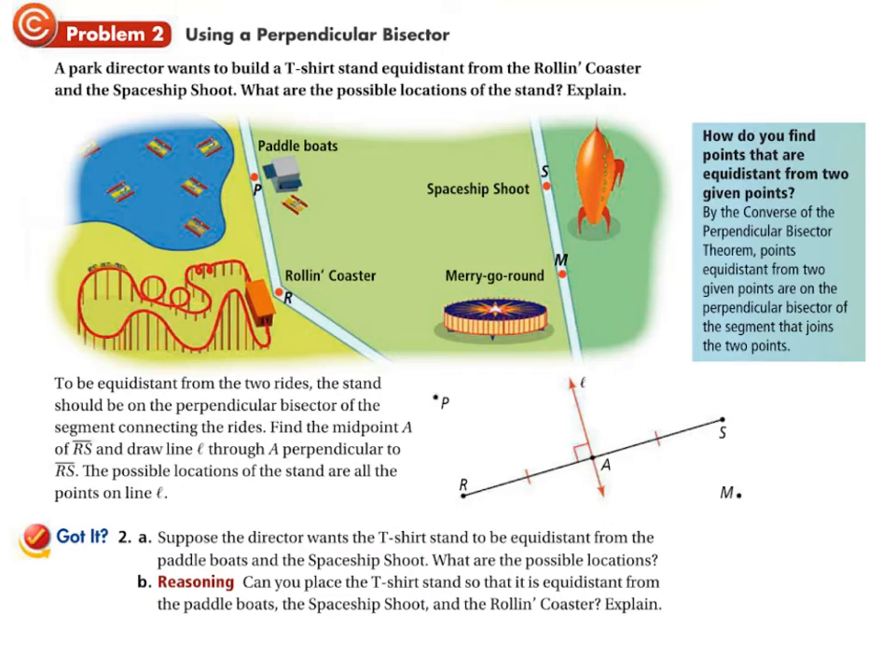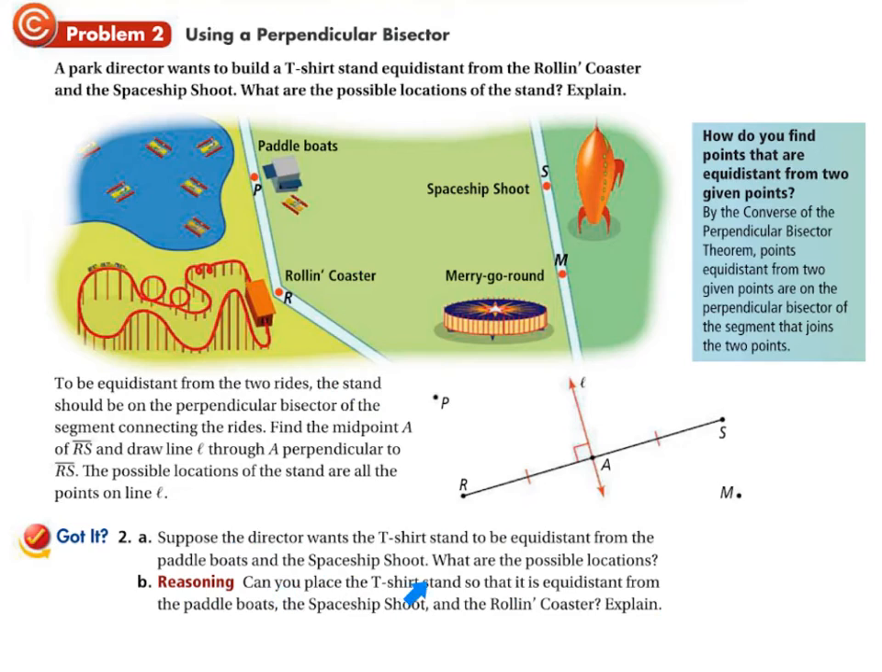Okay, so first of all, we connect the paddle boats and the spaceship chute, and we find the perpendicular bisector of that, and any points that are along there will be possible locations for that t-shirt stand.